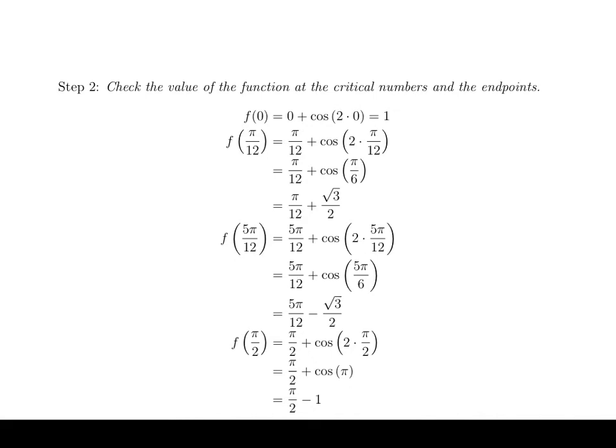And finally, we'll plug in the rightmost endpoint, that's pi over 2. This time we end up with pi over 2 plus cosine of pi. And we know that cosine of pi is equal to negative 1.